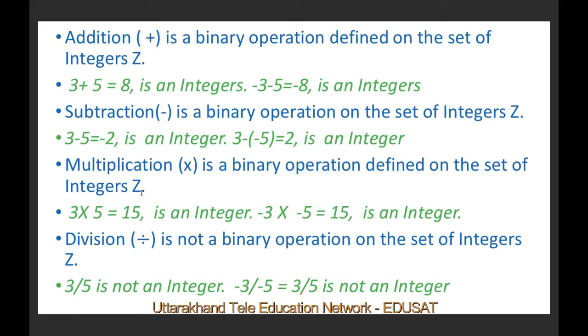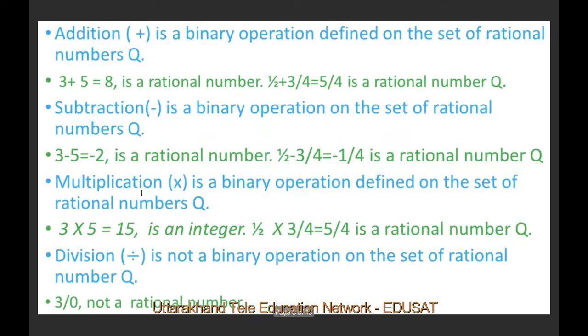Multiplication is also a binary operation on the set of integers, because if we multiply any two integers, the resulting number is always an integer, means product of two integers is always an integer. But division is not a binary operation on the set of integers, because if we divide any two integers, the resulting number may not be an integer, as in the case of 3 upon 5. When we divide 3 by 5, the resulting number is 3 upon 5, which is not an integer, it is a rational number.